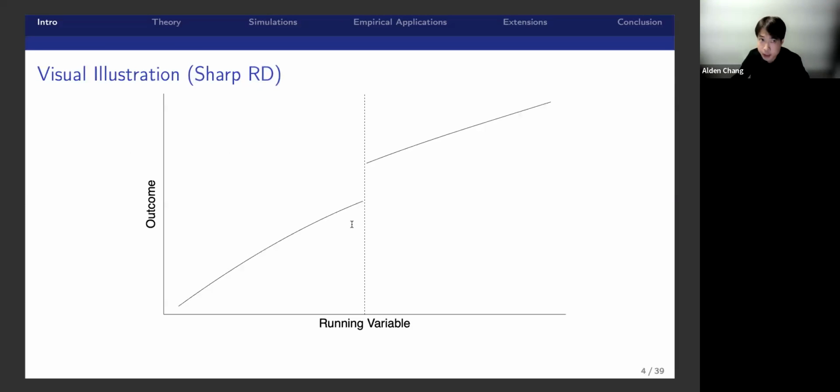So here's a visual illustration of a sharp RD design. The dotted vertical line is the threshold, and I have plotted in the solid curves the conditional expectation function of the outcomes on the running variable. And we see that as we cross the threshold, the conditional expectation function jumps. And this vertical distance here is our estimate of the treatment effect.